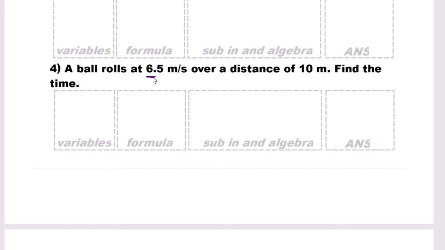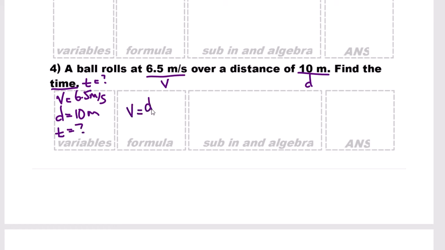So a ball rolls at 6.5 meters per second. That's a speed over a distance of 10 meters. That's a distance. We want to find the time. So I've got my v, got my d, I'm looking for my t. Now, this is a tricky one because I'm trying to isolate t, which is on the bottom of the fraction. So I have to get it up to the top of the fraction before I can rearrange. So let's do our algebra.